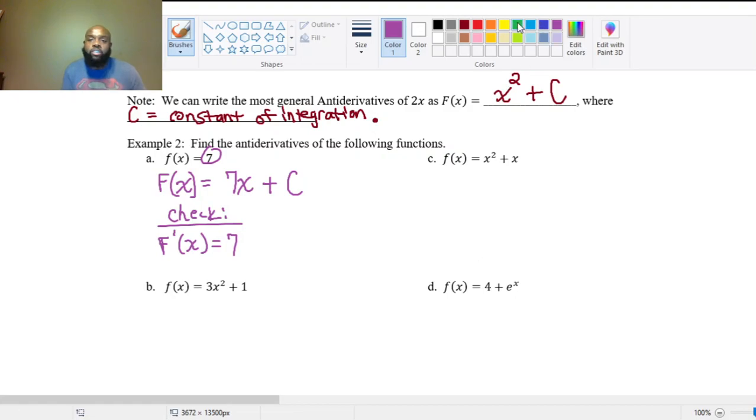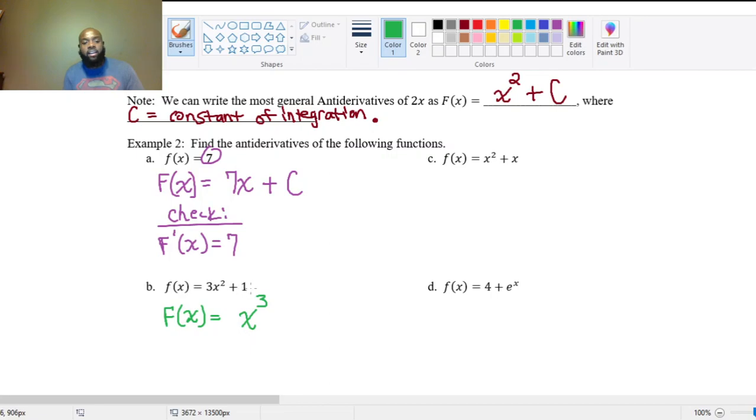I have to think about which function exists such that if I take its derivative, I get 3x squared plus 1. Well, that's going to be coming from a polynomial function. 3x squared looks like I brought the 3 out front and reduced the power by 1 and got 3x squared, right? So that looks like I used 3x cubed as my function.